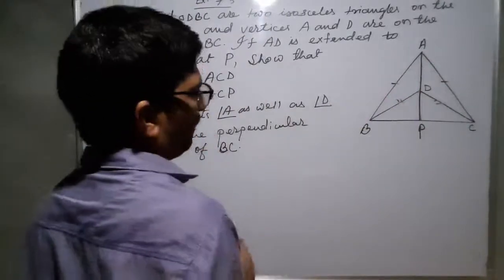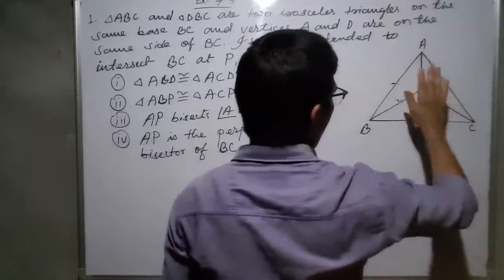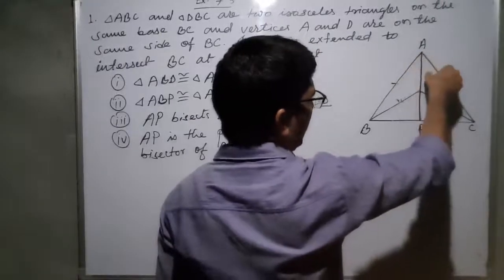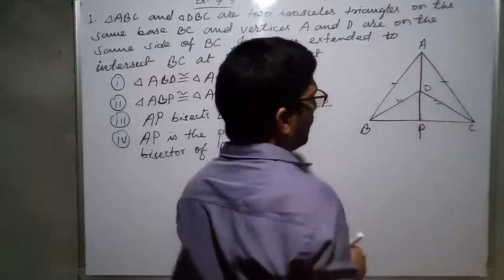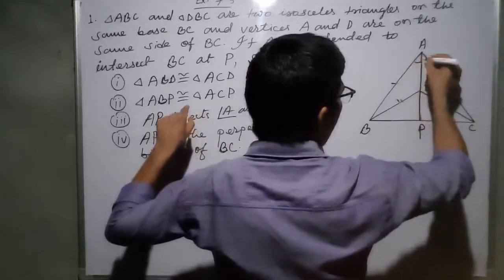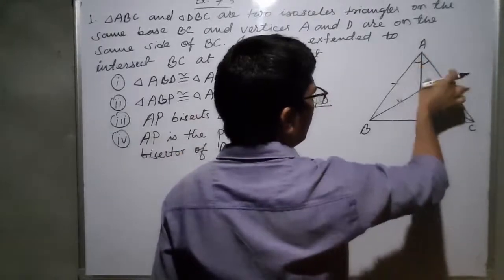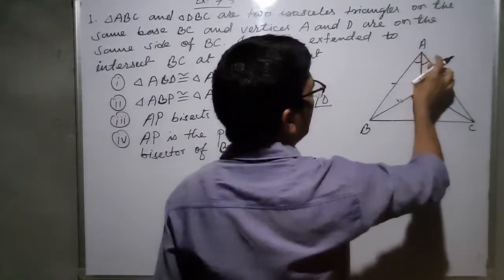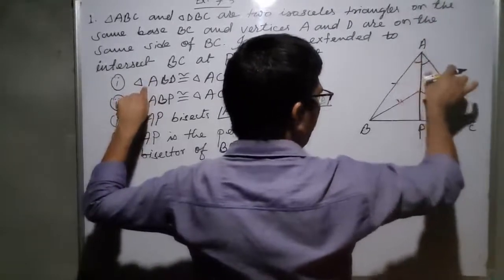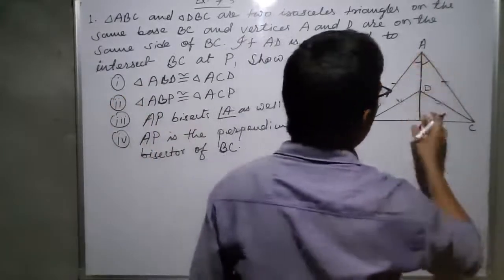Next, the second point: ABP congruent to ACP. Directly we have to prove ABP congruent to ACP. How? We have just proved that triangles ABD and ACD are congruent. From that congruence, since these two triangles are congruent, their corresponding angles will be equal, by CPCT. From the previous case, from question 1, point number 1, these two triangles are congruent, so this angle is equal to this angle. Finish. Now these two equal angles we will use.